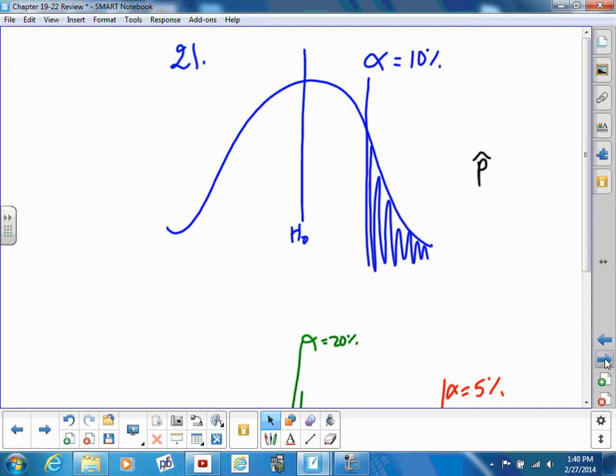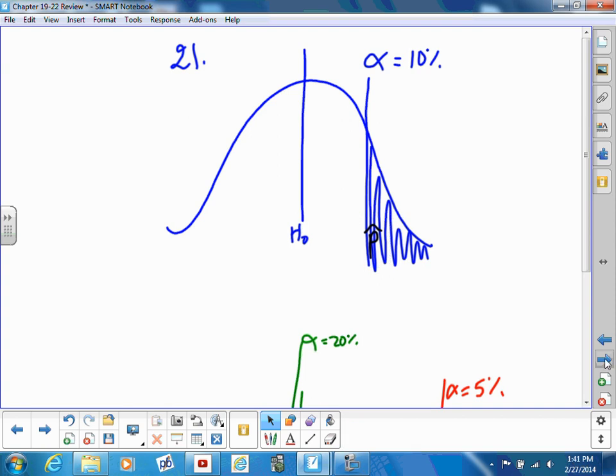So number 21 says, a sample that you got is statistically significant at an alpha of 10%. So look here, here's my sample. That means it does what? What's the definition? If it's statistically significant, it is in the rejection region. I don't know where in the rejection region. It could be here, could be here, could be here, okay? But it's in the rejection region because it was stated to be statistically significant.